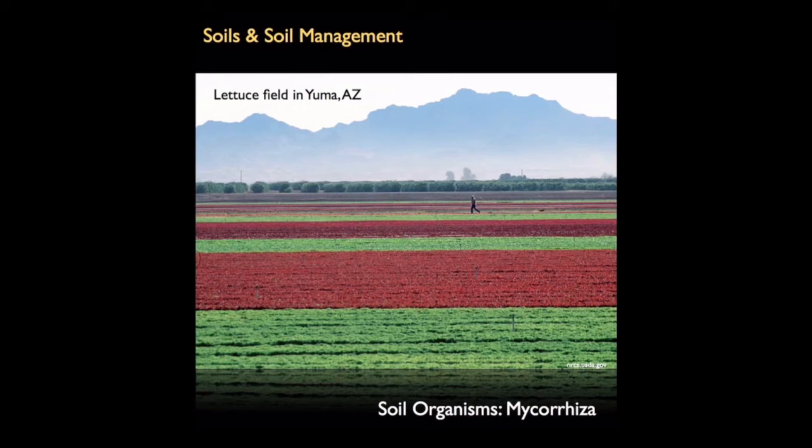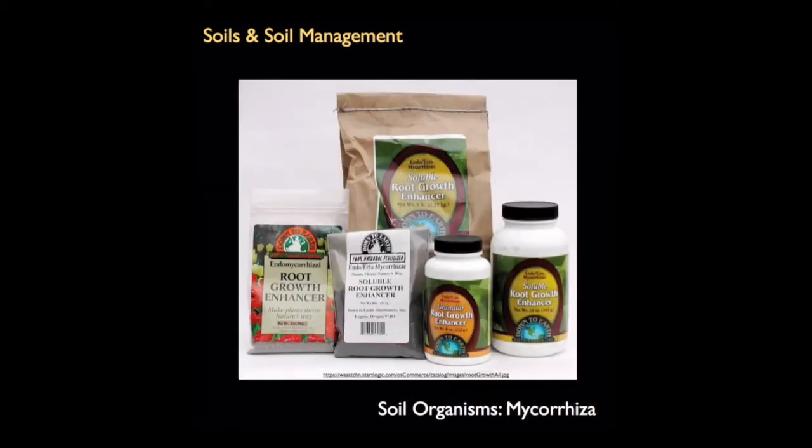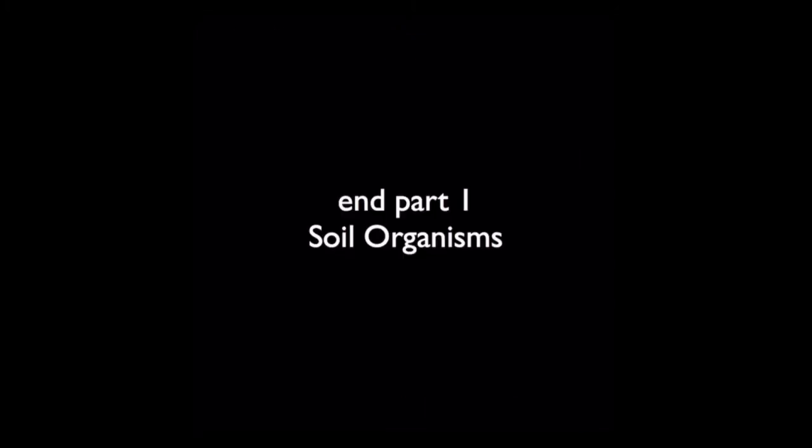The number of mycorrhizal fungi in soil will decline in fallowed fields or in those planted to crops that do not form mycorrhizae. Frequent tillage may reduce mycorrhizal associations, and broad-spectrum fungicides are toxic to mycorrhizal fungi. Very high levels of nitrogen or phosphorus fertilizer may reduce inoculation of roots. Some inoculums of mycorrhizal fungi, such as those shown here, are commercially available and can be added to the soil at planting time. This ends part one of soil organisms.